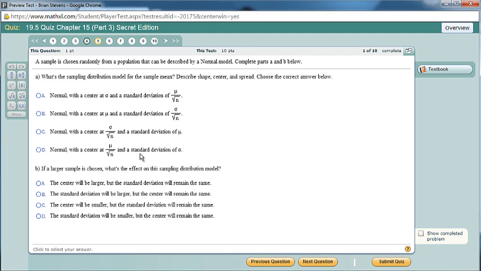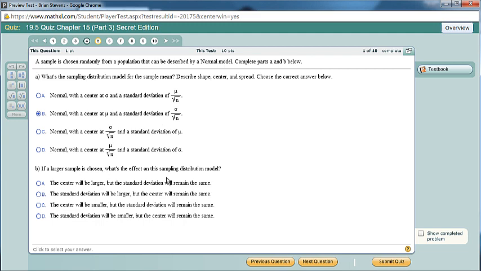When we have a distribution, describe the shape, center, and spread. A sample is chosen randomly from a population that can be described as a normal model. Now I want to make this clear. We are doing a sample from a normal model, and if it's normal, then it'll stay normal. It'll have a center of the mean and a standard deviation of sigma over the square root of n. This is how we describe it in the formula we will use here.